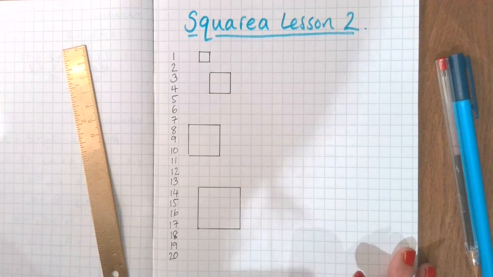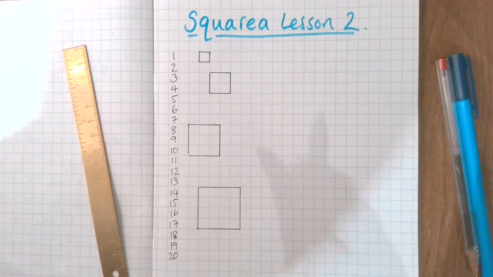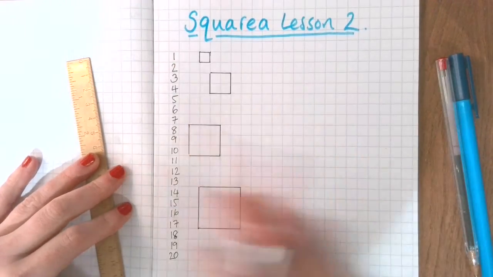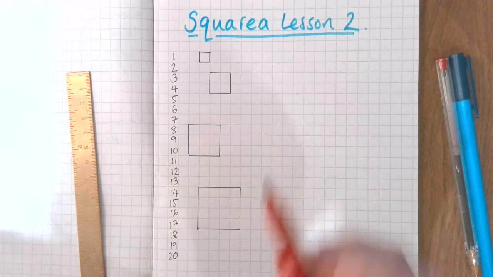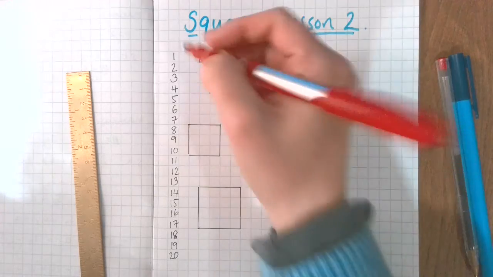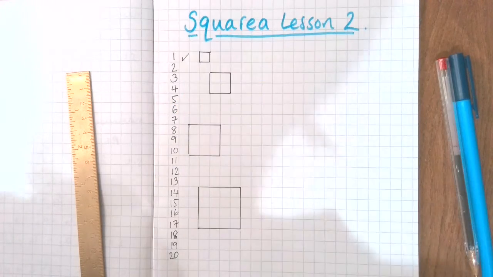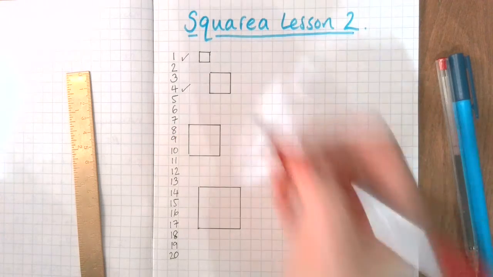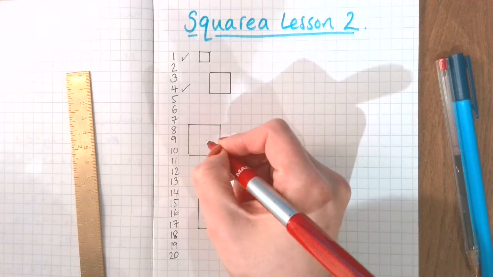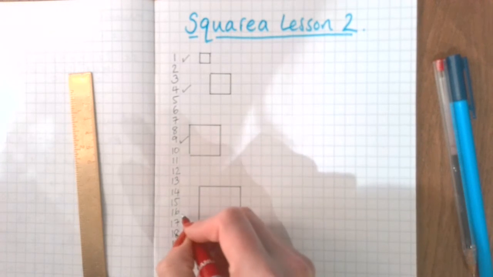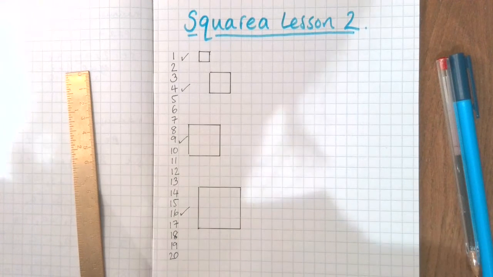Thank you for uploading your work to the previous lesson. A lot of people's books looked something like this. Most people had found 4 squares. They had found one with an area of 1, one with an area of 4, one with an area of 9, and one with an area of 16.